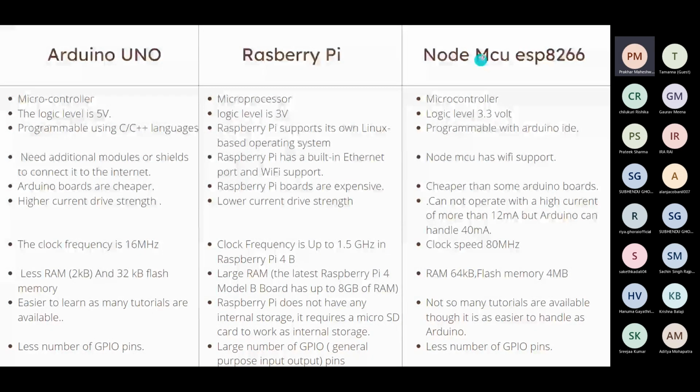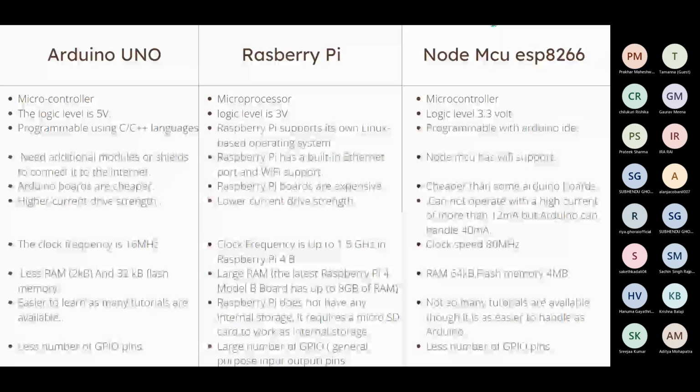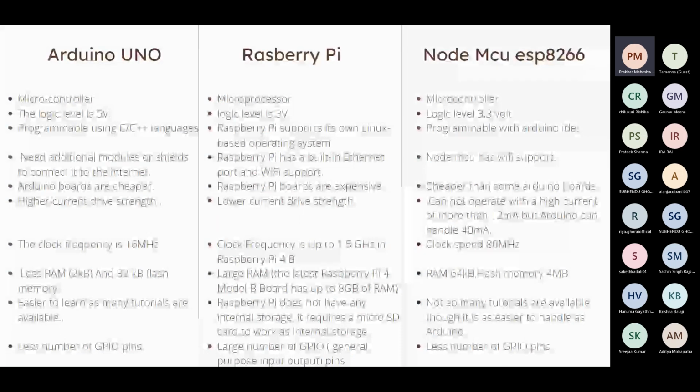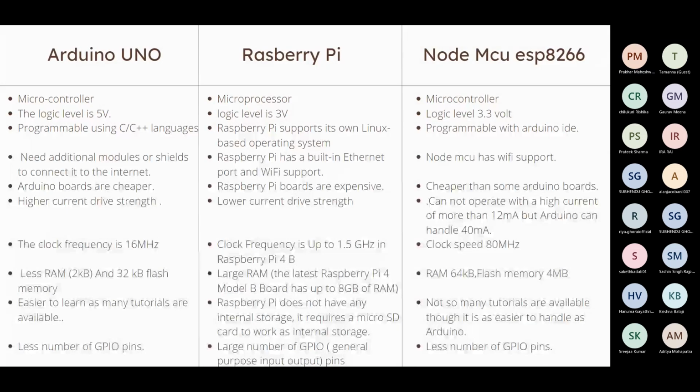Okay, if there is nothing, then I will just give a brief conclusion about these boards. So Arduino and Node MCU are microcontroller type development boards, and Raspberry Pi is microprocessor type. The time when we use Raspberry Pi is when we have a complex set of codes that we have to run, and it needs very high processing power to process all these things. Then only we go to Raspberry Pi, but in general we use Arduino Uno or Node MCU.